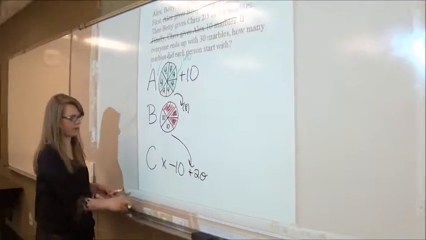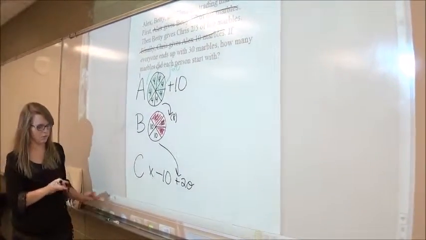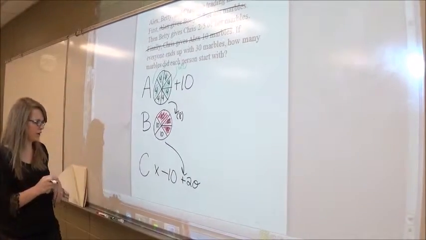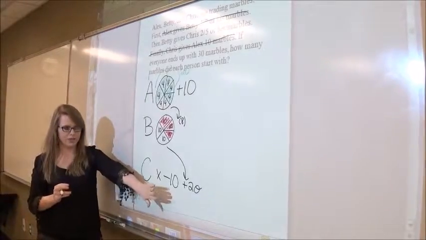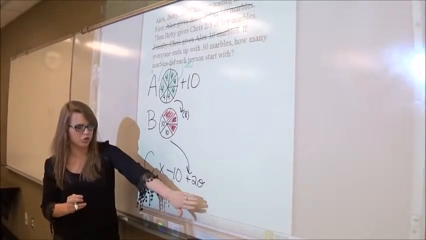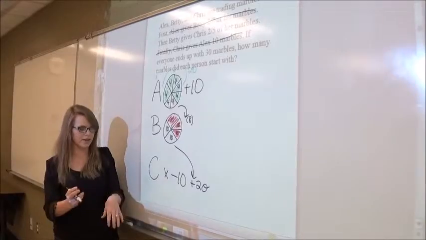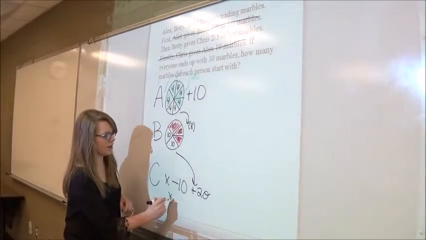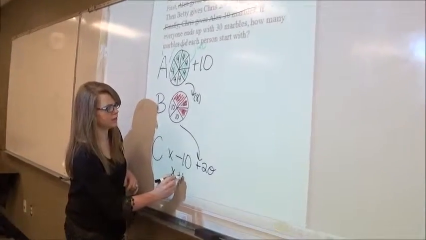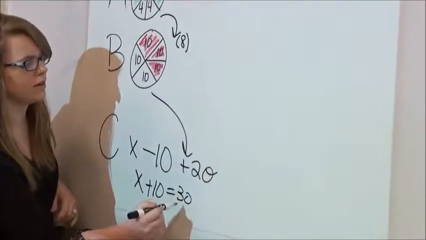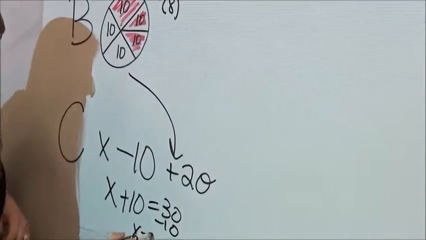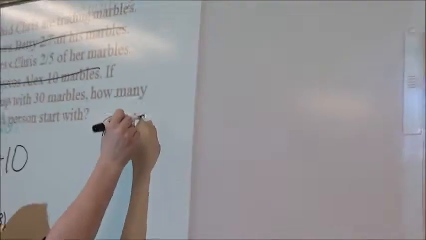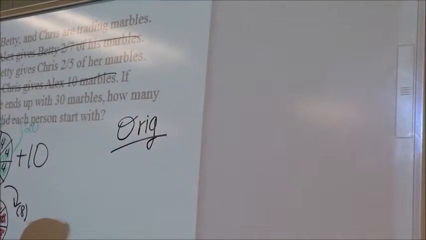So, now we're going to find our originals. Well, if we set this equal to 30, because in the end, after he's given away 10 and he gets 20, he still has to have 30. So x minus 10 plus 20 is going to be x plus 10 equals 30, minus 10, so x equals 20. So originally, he's going to have 20.